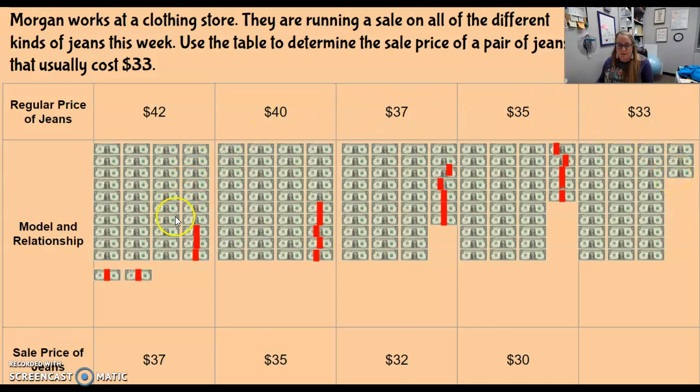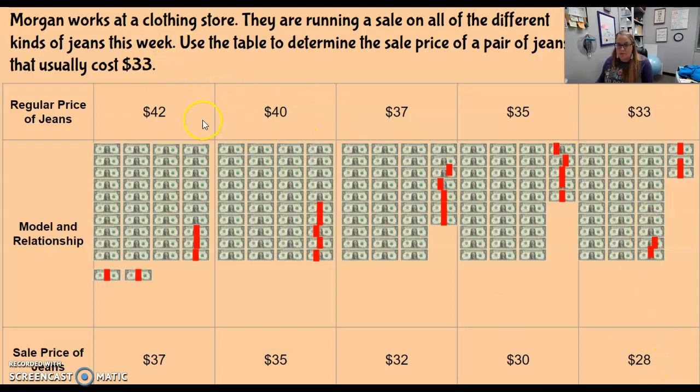So I took away 5 each time here. How many am I going to take away? That's right, I'm going to take away 5. So 1, 2, 3, 4, 5. Taking them away. So now let's see how many are left. 10, 20, 21, 22, 23, 24, 25, 26, 27, 28. So my sales price is $28.